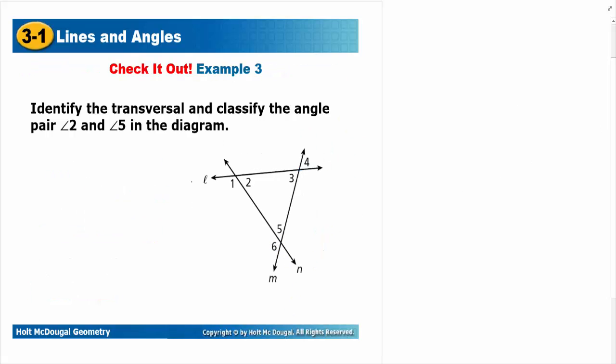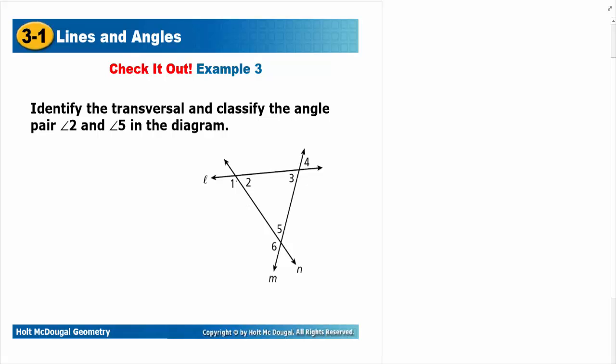All right, now it's your turn to do it real quick. We just have one here. Identify the transversal and classify the angle pair of angle 2 and 5. You can try to do this one on your own if you want. Hopefully you've got the hang of it. You can pause it, do it real fast, and then check.